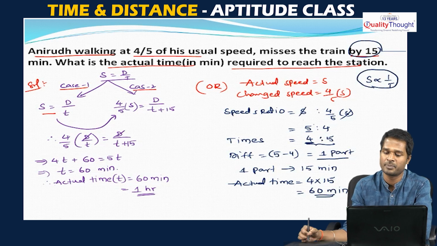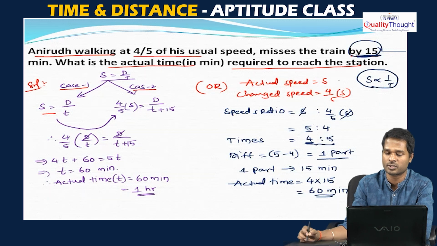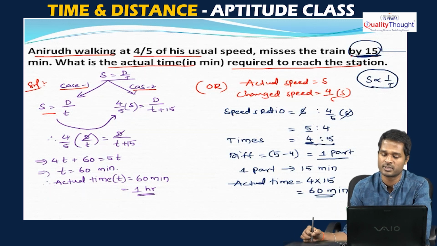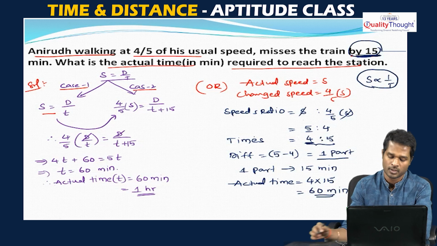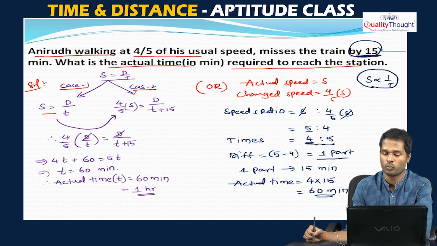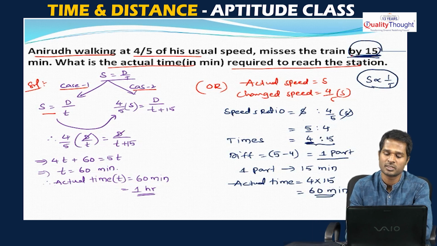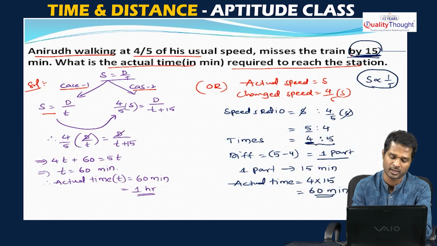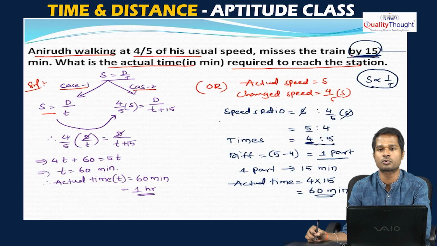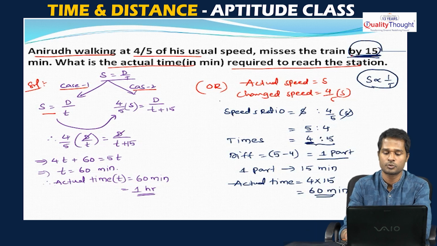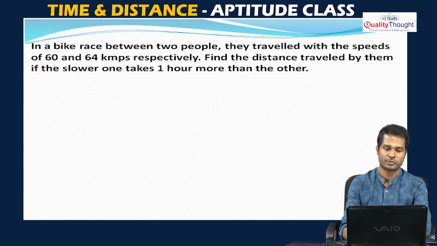Now the difference between the time periods is given as 15 minutes in the question, but here it's 4 parts and 5 parts, which is 5 minus 4, that is 1 part. So 1 part is 15 minutes, that's what is mentioned in the question. So 4 parts of the time is 4 into 15, that is 60 minutes. So 60 minutes is the actual time required by the person to reach the station. So this is how we can calculate. In both cases we will get the same answer. Let's see the next question.